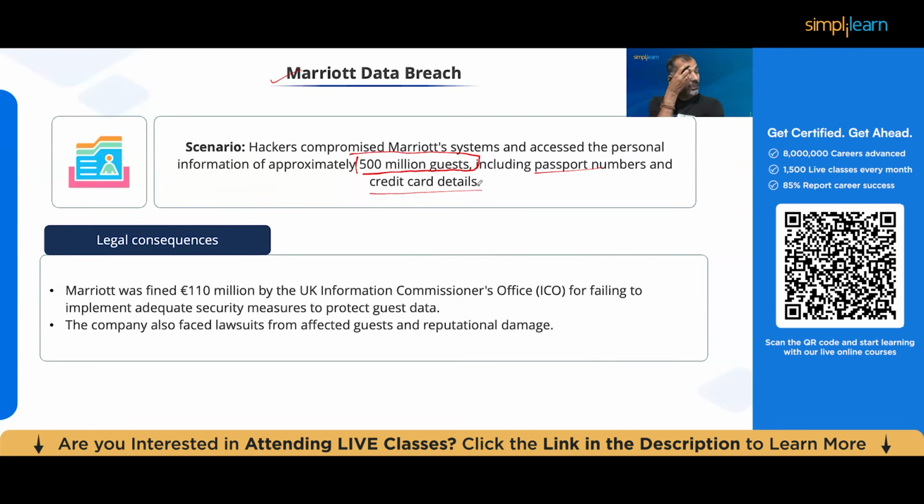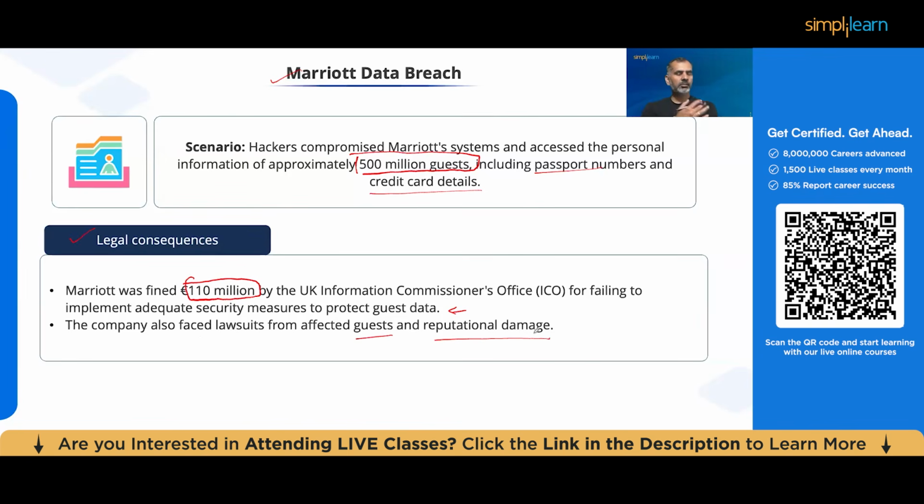That happened, and with respect to that, there were again some legal consequences faced by Marriott. Marriott was fined around 110 million euros. This was imposed by the UK Information Commissioner's Office (ICO) for failing to implement adequate security measures to protect guest data. Basically, you can say that the private data breach was there. The company also faced a lawsuit from affected guests, and reputational damage was there.